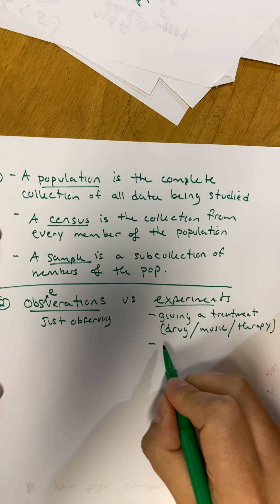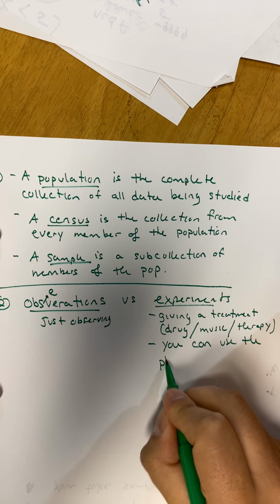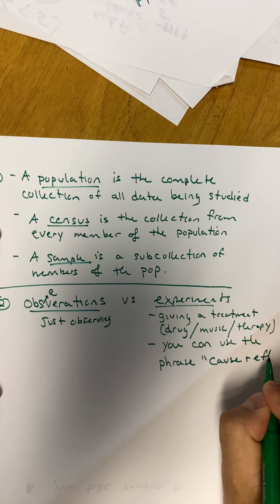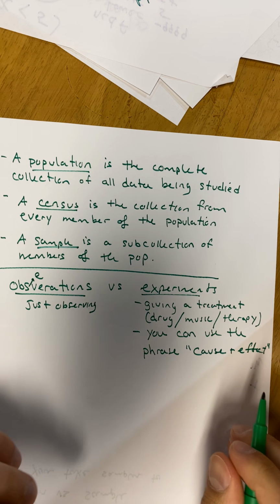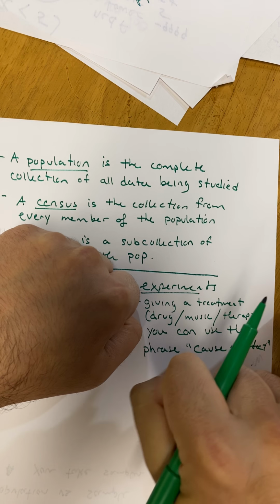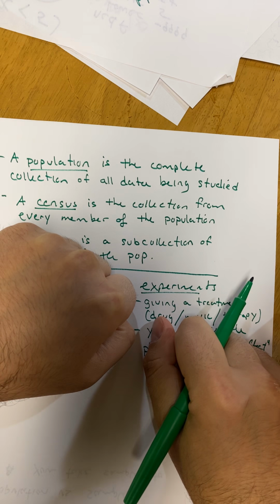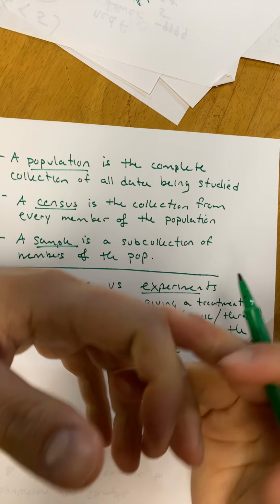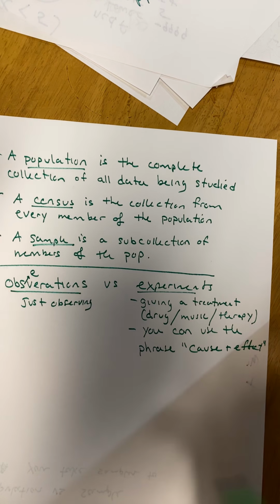So with experiments, you can use the phrase cause and effect. Which means if I was to give somebody a heart medication drug, well, I'm going to have two groups, those that get the heart medication drug and maybe those that get a placebo, or maybe an old heart medication drug. That could also happen too, and then compare them. If my results are significant, then I can say this drug causes the blood pressure to be lowered.